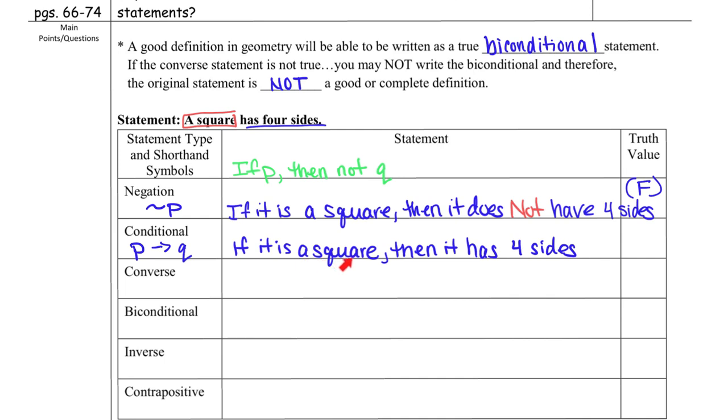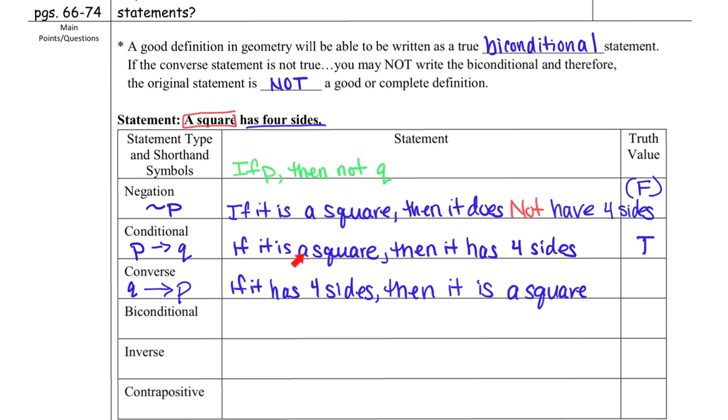So if it is a square, then it has 4 sides. That would be true. If we want to do the converse of that, we take the P and the Q and we switch them. So instead of starting with "if it's a square," we're going to start with "if it has 4 sides." By switching the conclusion and the hypothesis, we get: if it has 4 sides, then it is a square. And this one is not true.